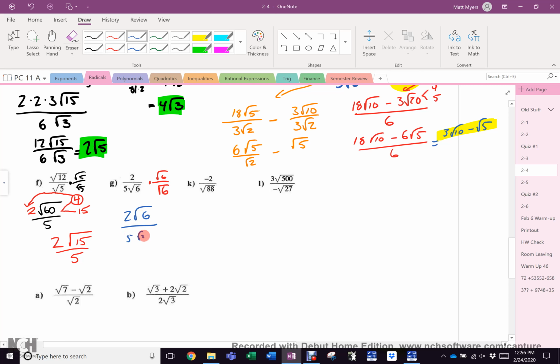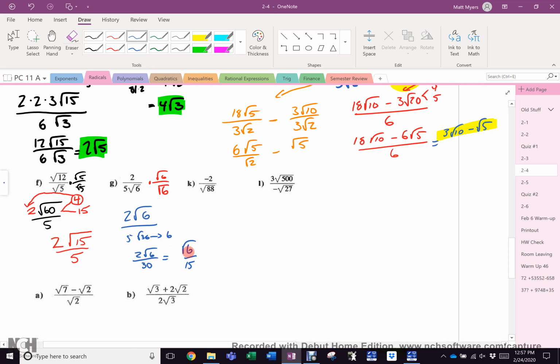5 root 36. And root 36 is really what? 6. What's 5 times 6? 30. So I have 2 root 6 over 30. Would Mrs. Bad Crumble let you keep that fraction? Would she allow you to have a 2 in the numerator and a 30 in the denominator? No, because what is that? That is 1 over 15. So it is root 6 over 15. Root 6, not 16.